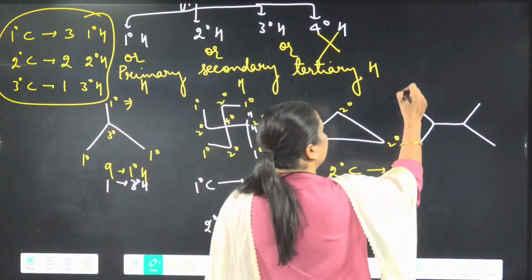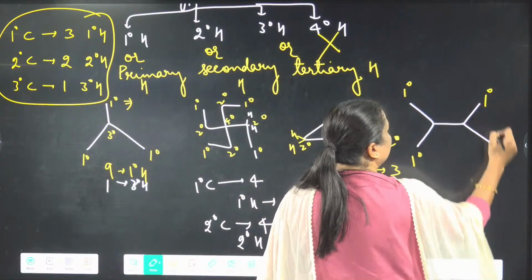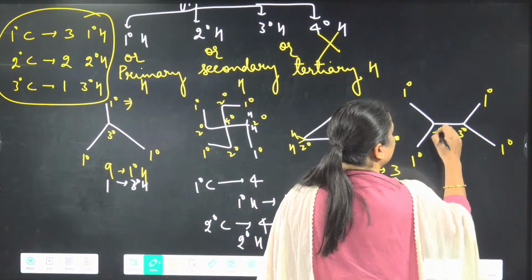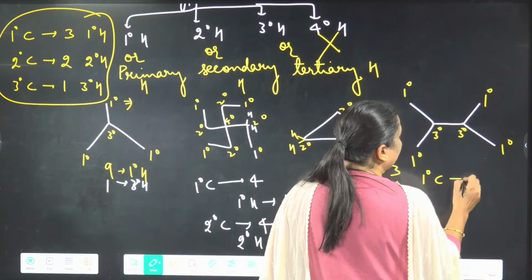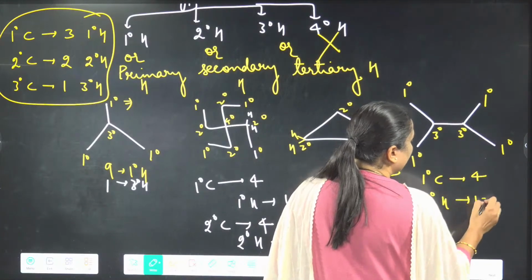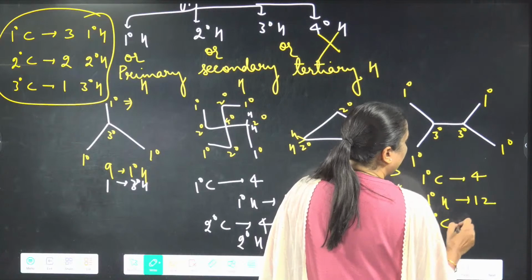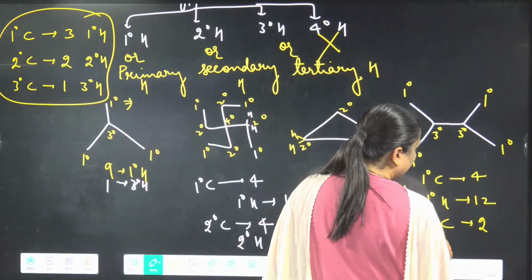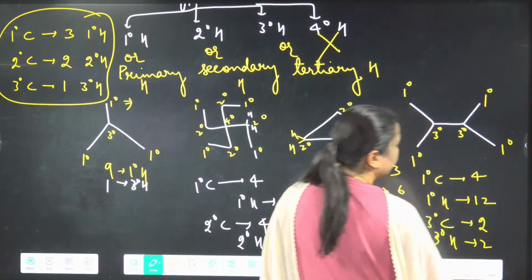Now here again it is primary, primary, primary, primary. This is tertiary, this is tertiary. So basically how many primary carbons? There are 4, right? So how many primary hydrogens? There are going to be 12. How many tertiary carbons? There are 2. So how many tertiary hydrogens? There are going to be 2 only.